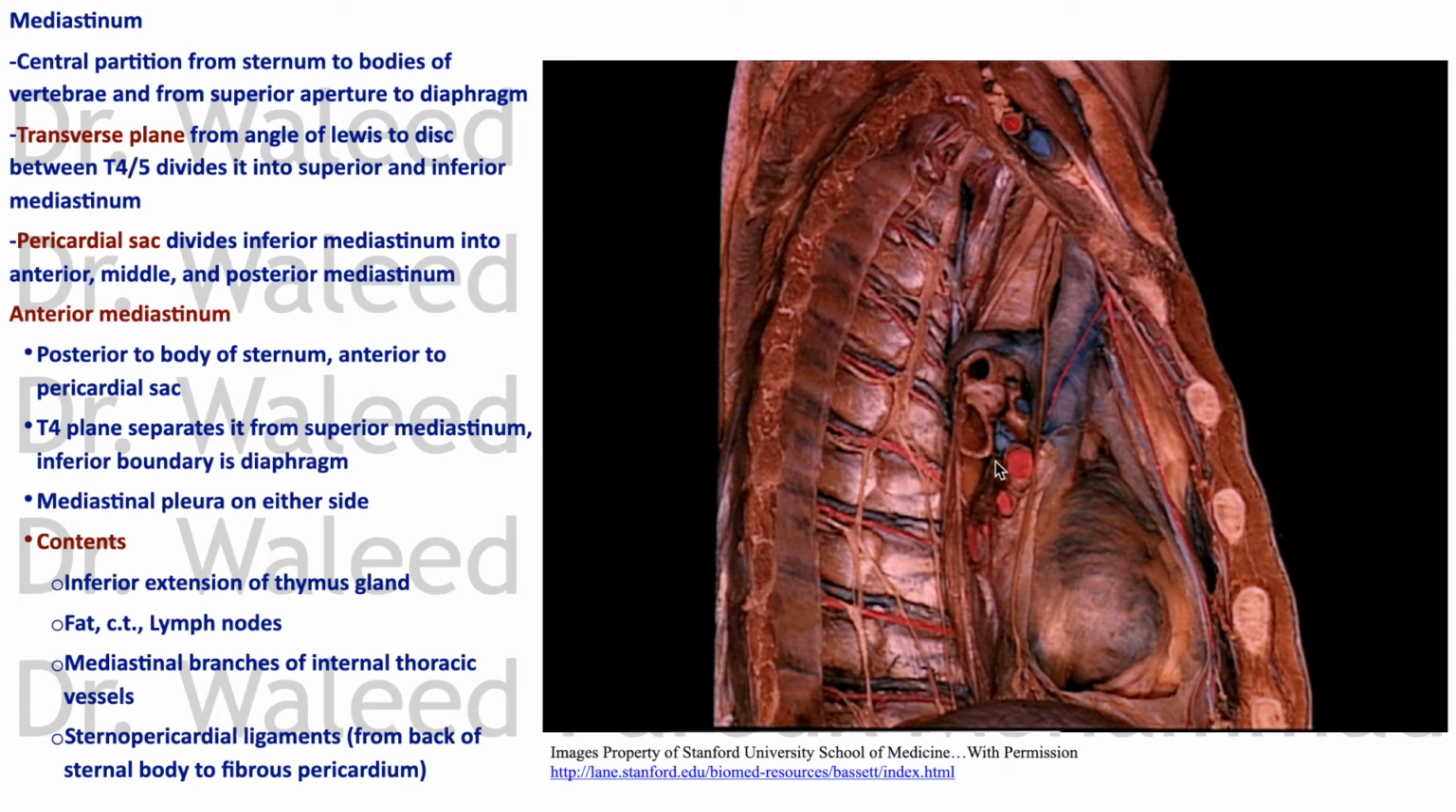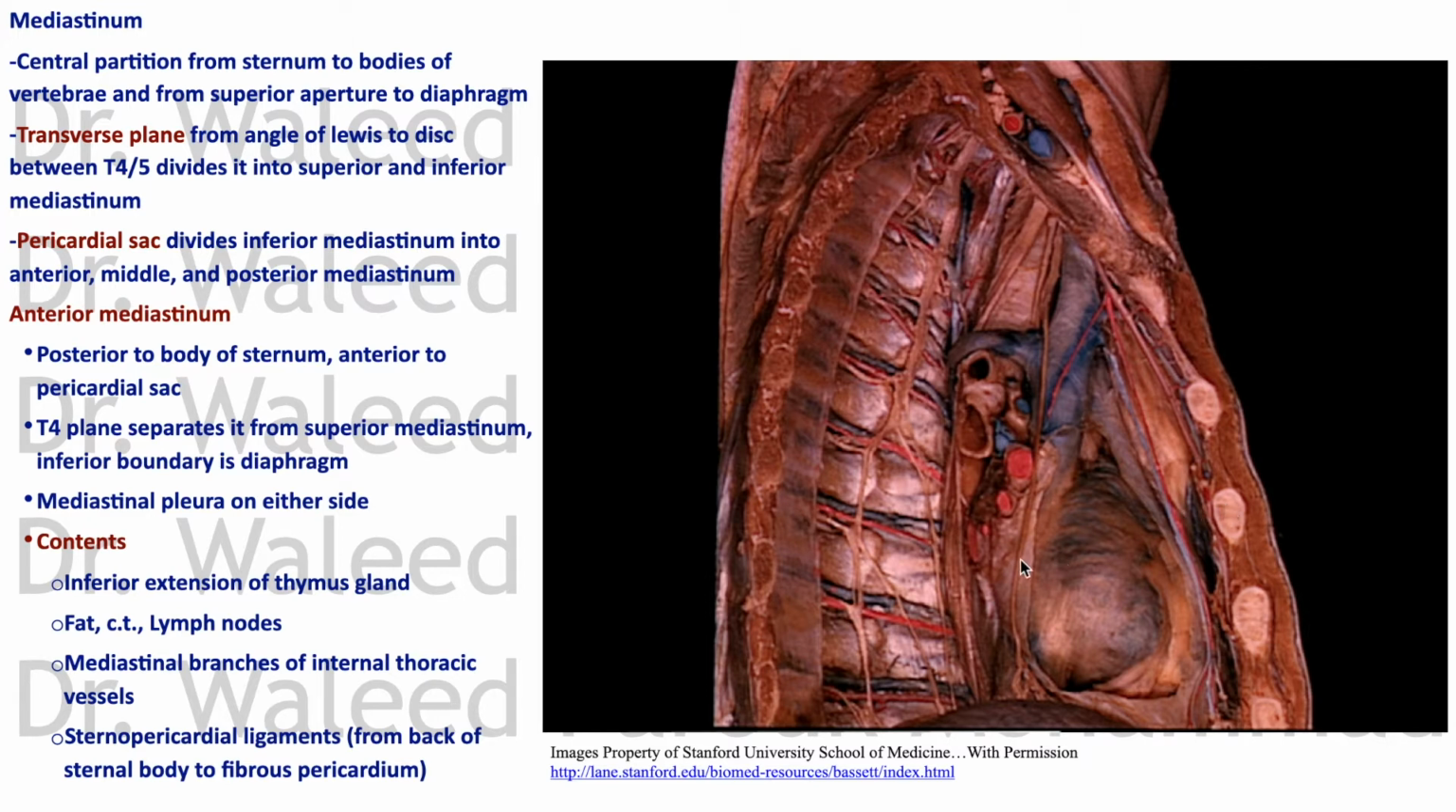So when we are talking about anterior, middle, and posterior mediastina, we are talking about the inferior mediastinum actually. Okay, don't get confused. The superior is above the plane passing between the angle of Lewis and the disc between T4 and T5. Okay? Now, let's study each part separately. We'll start with the anterior mediastinum.